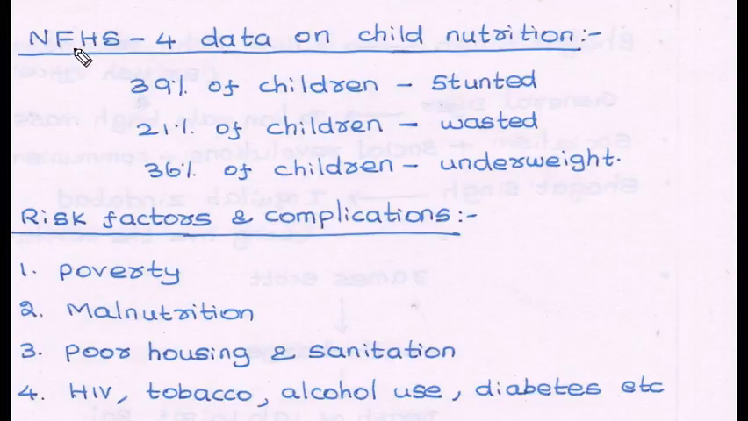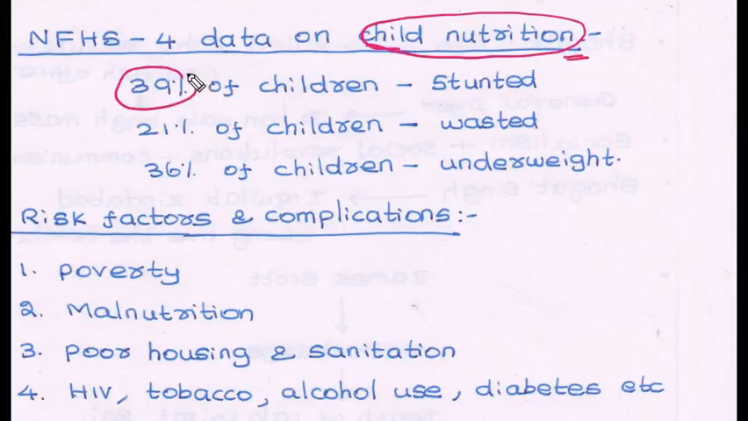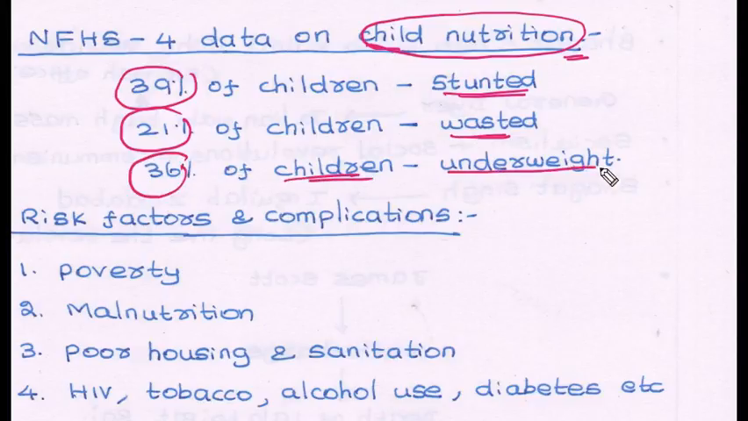Recently, the National Family Health Survey 4 was released. The National Family Health Survey focuses on so many areas like infant mortality rate, maternal mortality rate, and other important indices. From the National Family Health Survey 4, the data on child nutrition was shocking. 30% of our children are stunted, 21% of the children are wasted, and 36% of children are underweight.